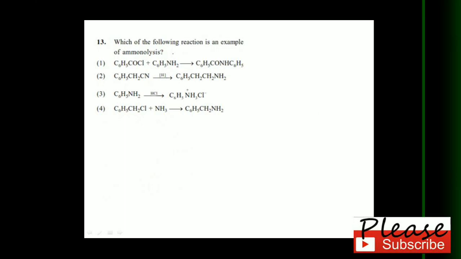So which of the following reactions is an example of ammonolysis? Okay. So here in this case, generally ammonolysis means alkyl halides reacting with ammonia. Those are converted into amines. So option 4 is an ammonolysis reaction. Option 3 is an acid-base reaction. Next one is a reduction reaction because cyanides are converted to amines. Now here in this case, it is just an acid halide reaction with amines. We will get the amides. Okay. So alkyl halides on reaction with ammonia, you will get the amines. That is nothing but ammonolysis. During ammonolysis, amines are the products.